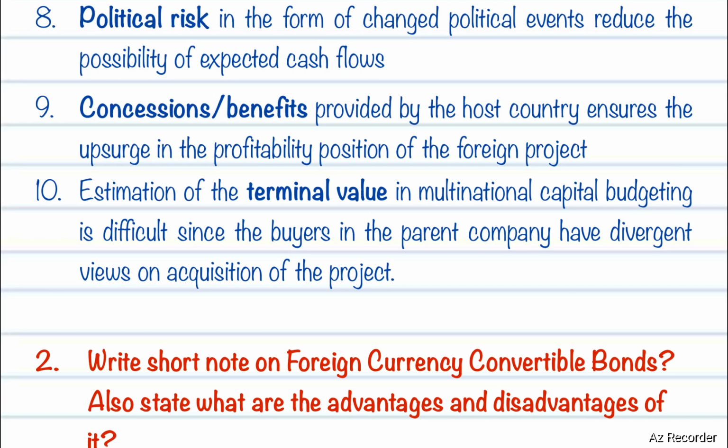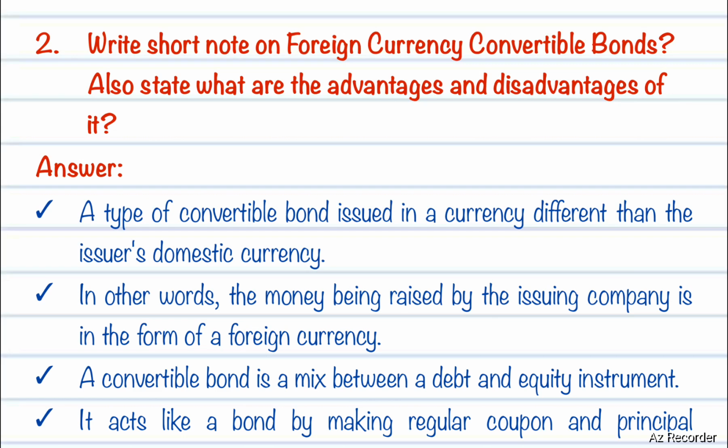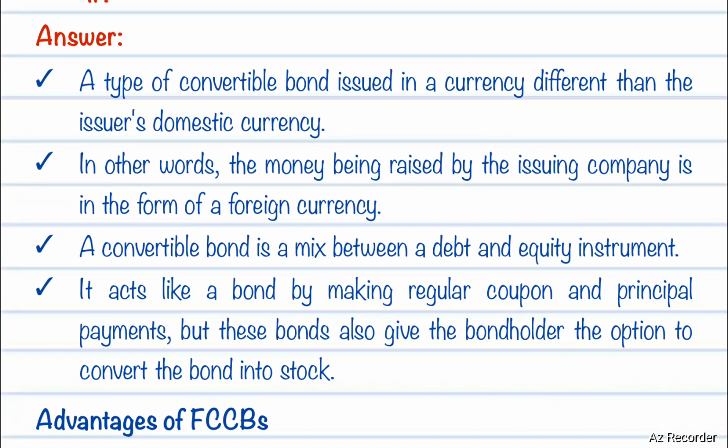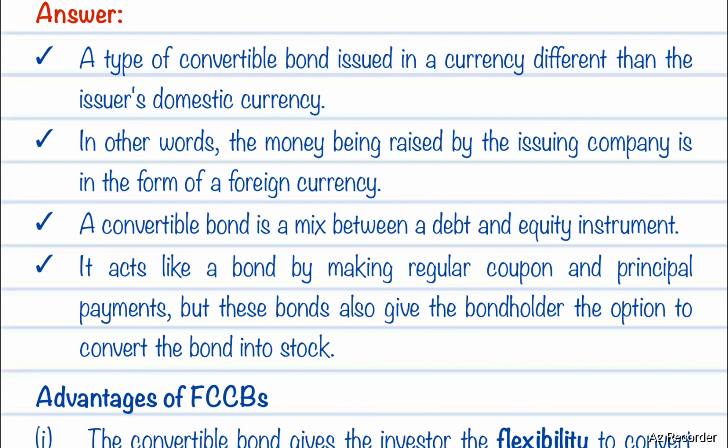Write short notes on foreign currency convertible bonds. Also state the advantages and disadvantages of foreign currency convertible bonds. A foreign currency convertible bond is a type of convertible bond issued in a currency different than the issuer's domestic currency. In other words, the money being raised by the issuing company is in the form of a foreign currency.